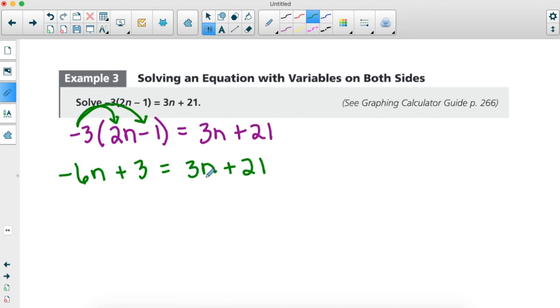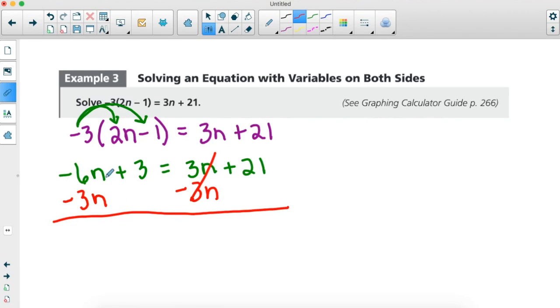Now I want to put my constants together and variables together. So I'm going to move this 3n to the other side. Right now it's positive 3n, so you have to do the inverse, which is going to be minus 3n, and these cancel out. And then I have negative 6n minus 3n, which is negative 9n. Now I also want to move this constant, so the inverse would be minus 3, minus 3. These cancel out. I'm going to bring down my equals. And then 21 minus 3 is 18. So now I have negative 9n equals 18.